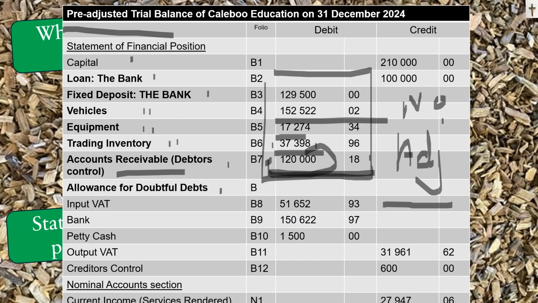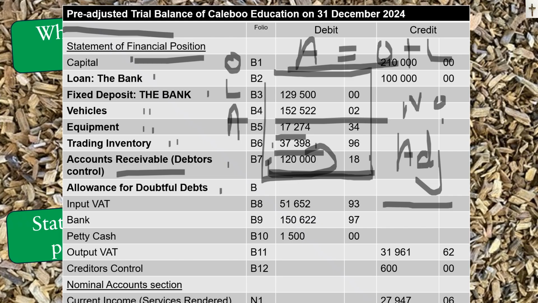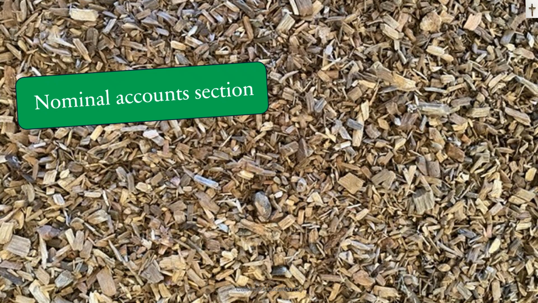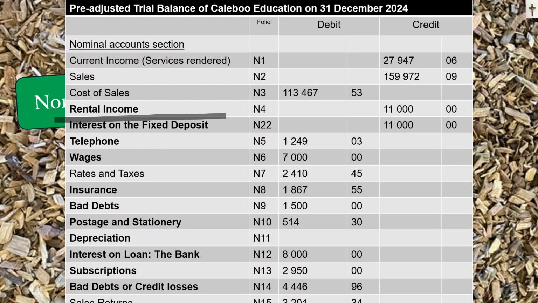This here is the statement of financial position section, the real accounts. The owner's accounts, loan, and the assets. That is quite significant, those three categories, because assets is equal to owner's equity plus liabilities, which is actually the format of the statement of financial position. But more about that later. Now the nominal accounts section of the pre-adjusted trial balance will look like this.